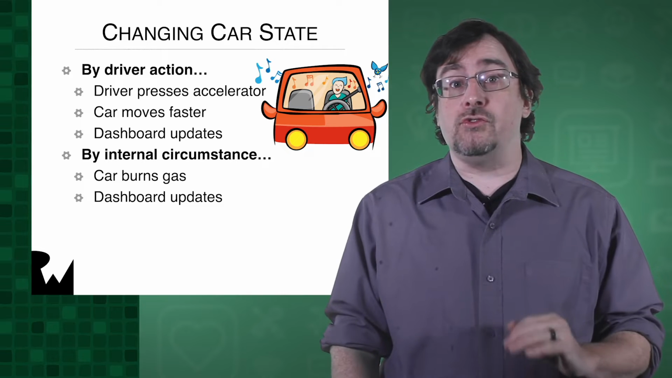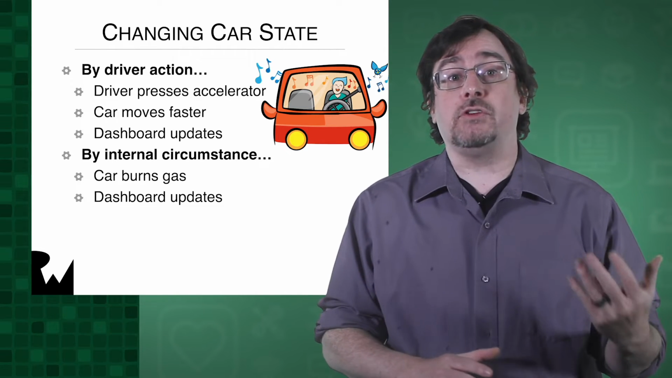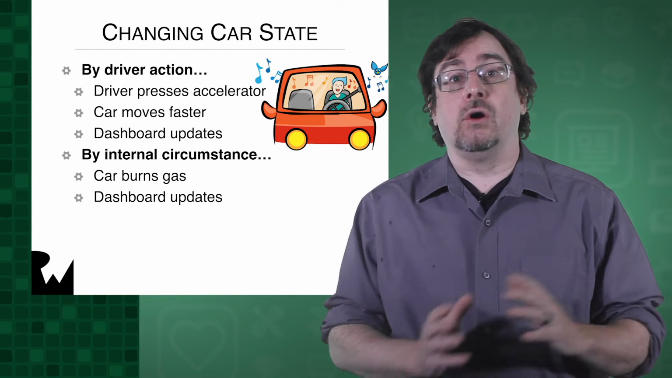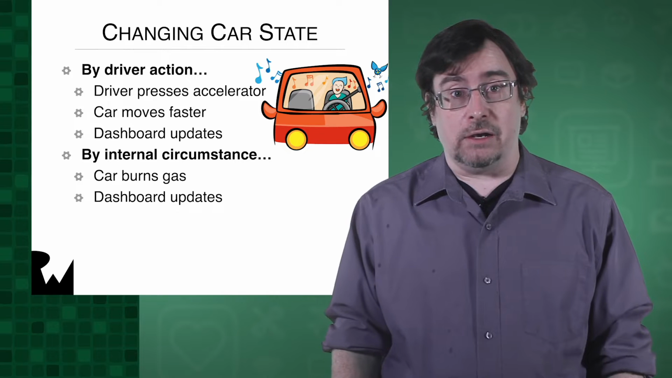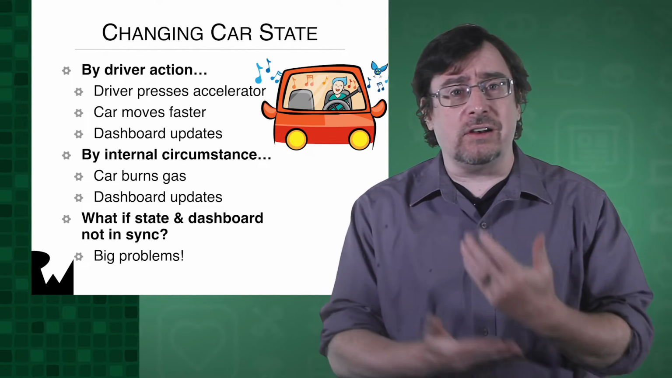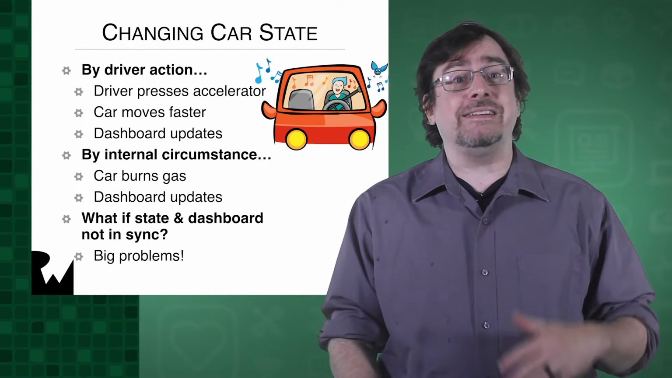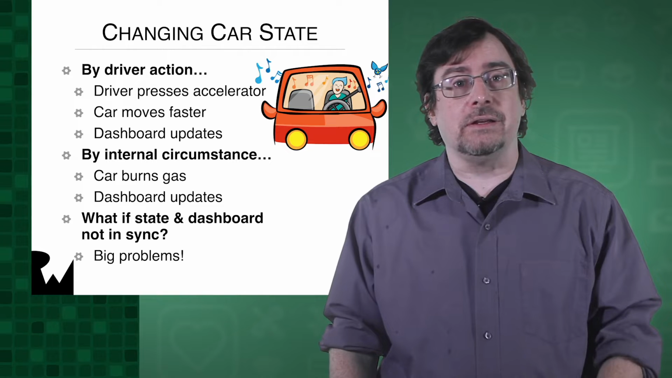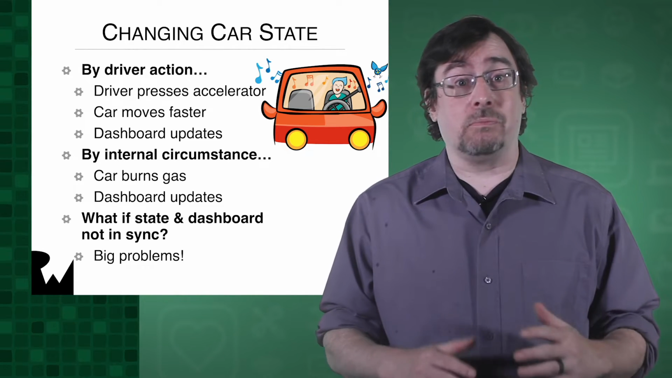Now, internal circumstances can also change the car's state. For example, as you drive the car, it consumes fuel. The car's state is how much fuel remains either in the tank or in the battery, and the dashboard hopefully updates the fuel indicator. But what happens if the car's state and dashboard aren't in sync? For example, what if your dashboard breaks and doesn't actually show your car's speed? Well, that could be a big problem. You might get a ticket, or worse.